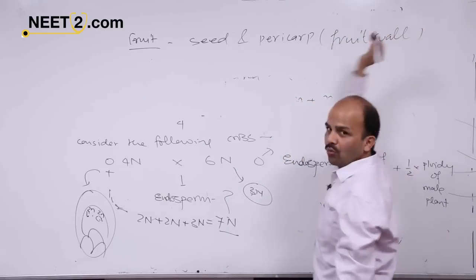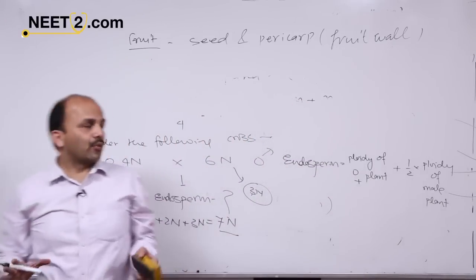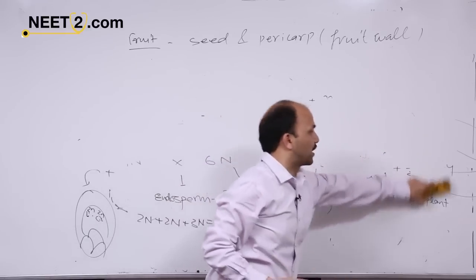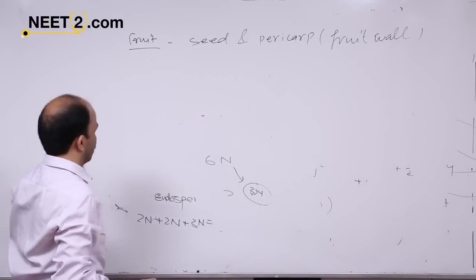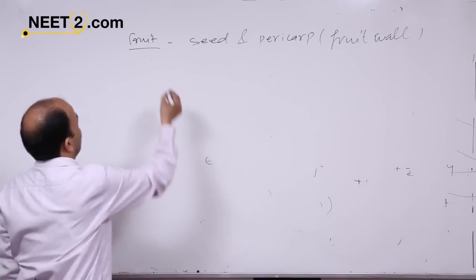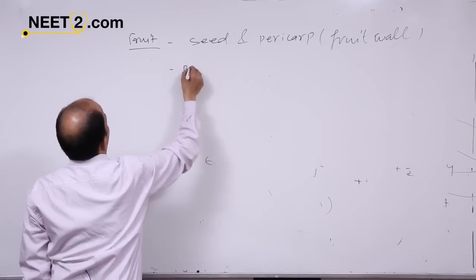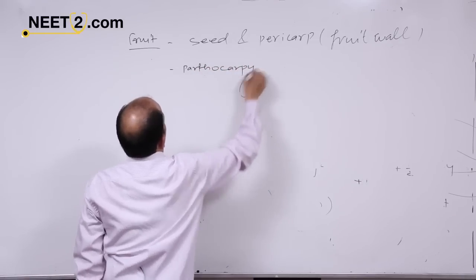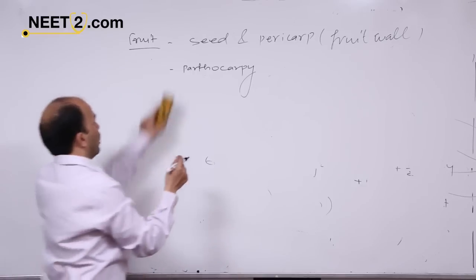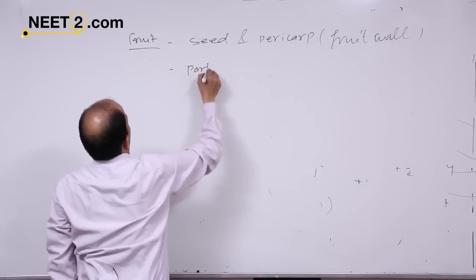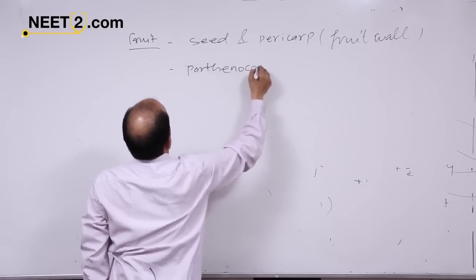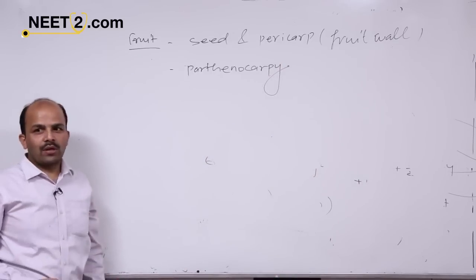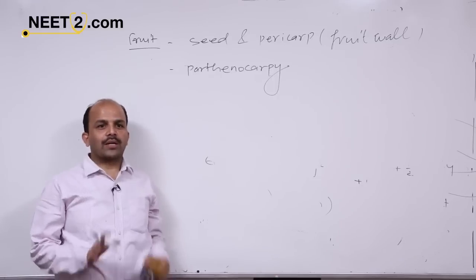So here in case of fruit formation, sometimes seed development occurs without fertilization. If fruit development also occurs without fertilization, the phenomenon will be called parthenocarpy. Embryo development without fertilization होगा तो parthenogenesis, and fruit development without fertilization will be called parthenocarpy. Right? So this is all about sexual reproduction in flowering plants and embryology.